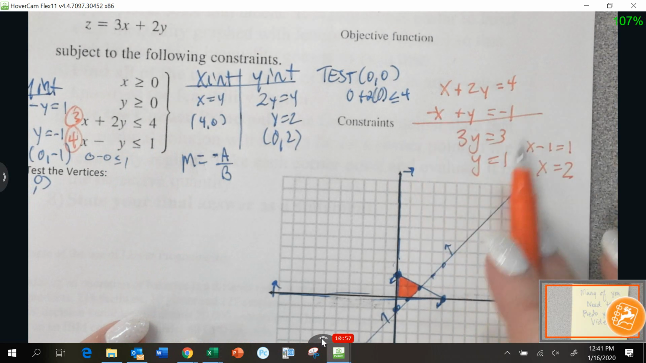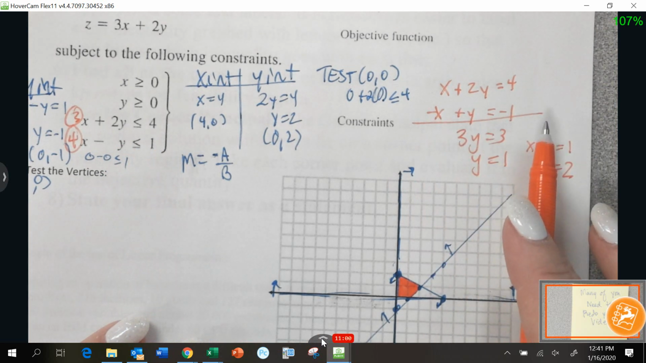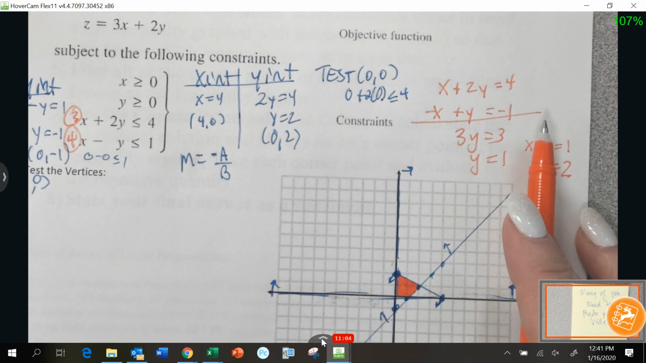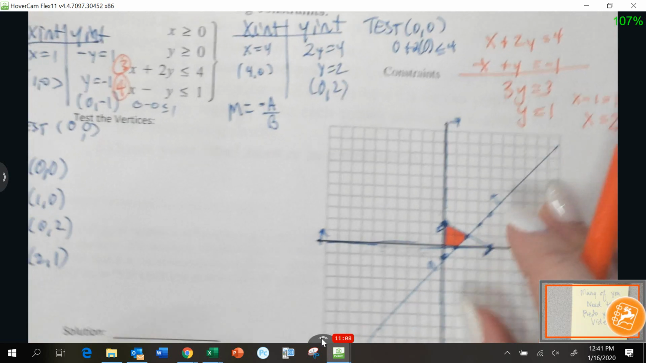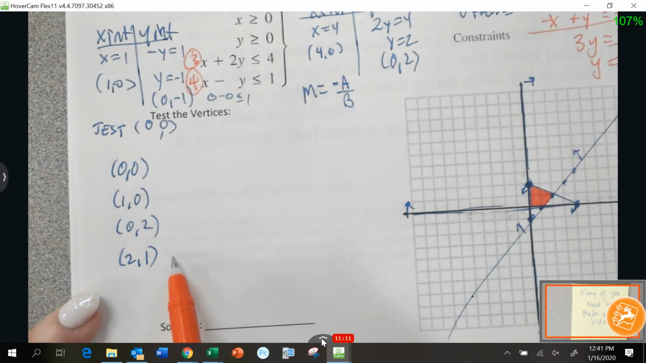So there will be questions where you will have to do this. We just had the discussion about it right now. You have 3 methods of finding where 2 things cross: graphing, elimination, substitution. All right, so now we have our 4 vertices.